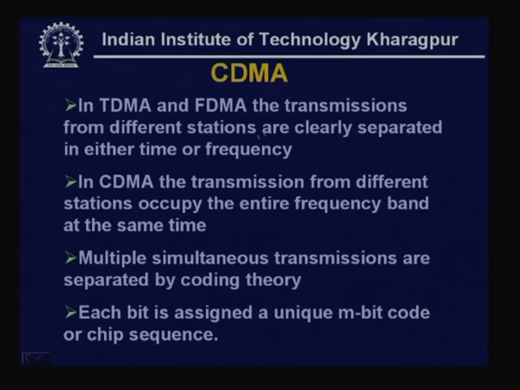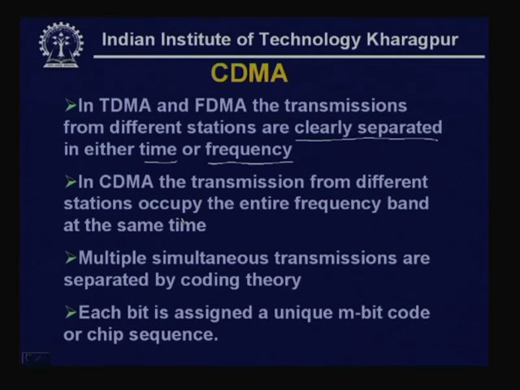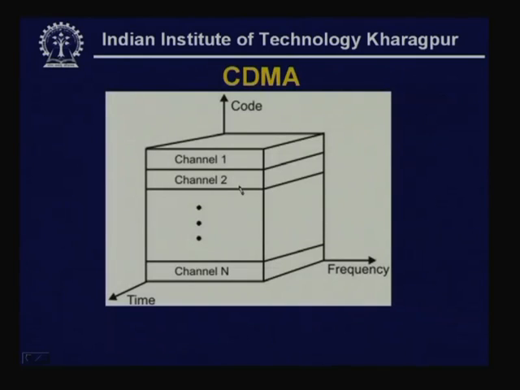So, here are the basic differences between TDMA, FDMA and CDMA. In TDMA and FDMA, the transmissions from different stations are clearly separated in either time or frequency, as you have seen. They are sent in different time slots, or from different users different frequencies are used. But in CDMA, the transmissions from different stations occupy the entire frequency band at the same time, as you have seen in this particular diagram. All the channels are transmitted at the same time and using the same frequency bands.